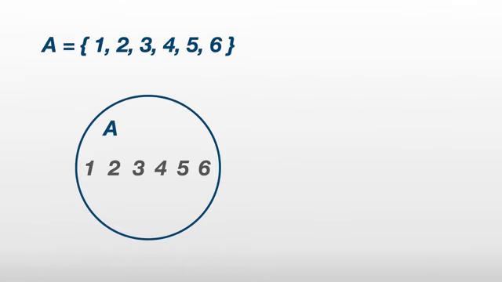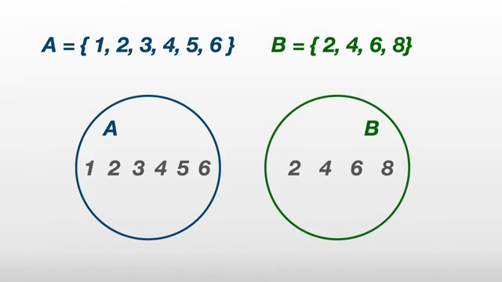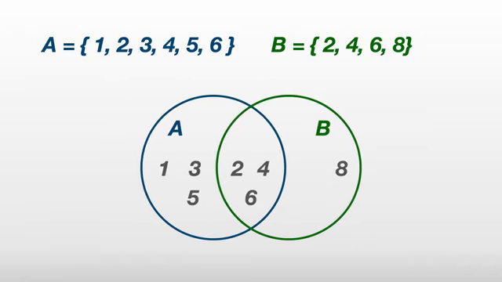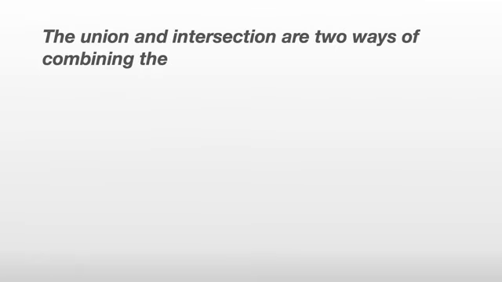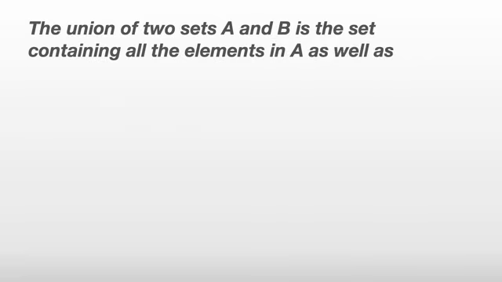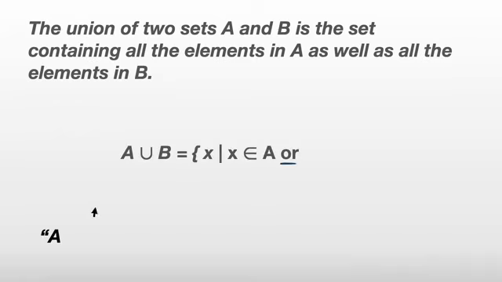Two sets may share some elements. We indicate the elements in common to both sets using the overlap of two circles in what's known as a Venn diagram. The union and the intersection are two ways of combining the elements in two sets into a new set. The union of two sets A and B is the set containing all of the elements in A as well as all of the elements in B. We write this formally as A union B, where the large U shape symbolises the union.